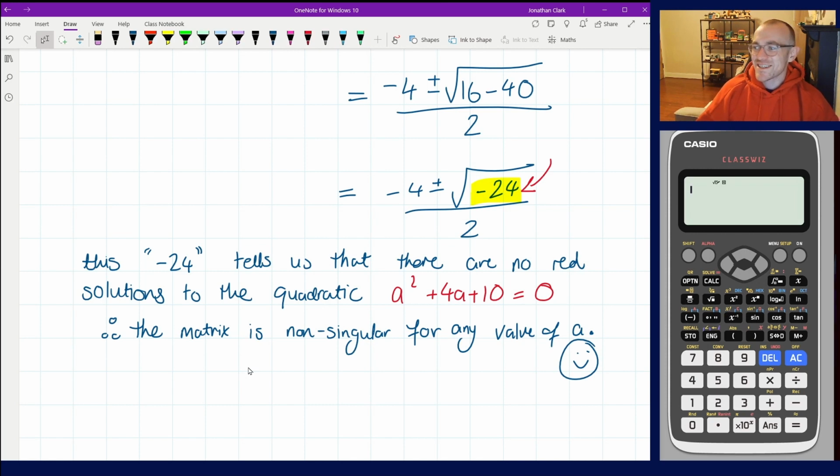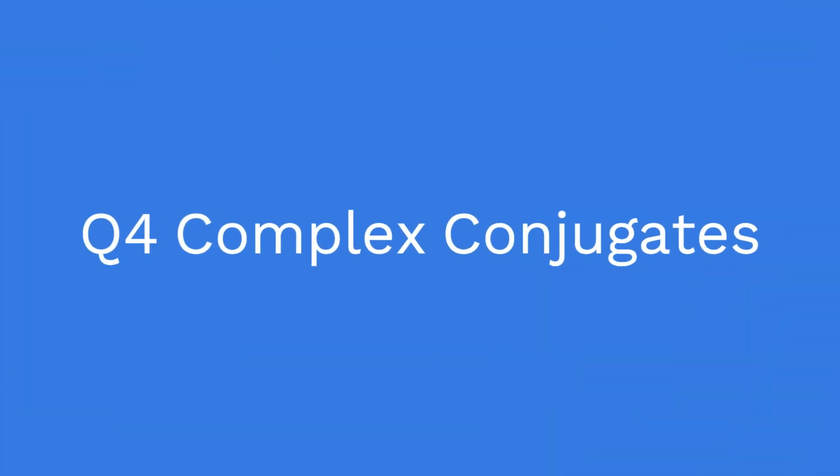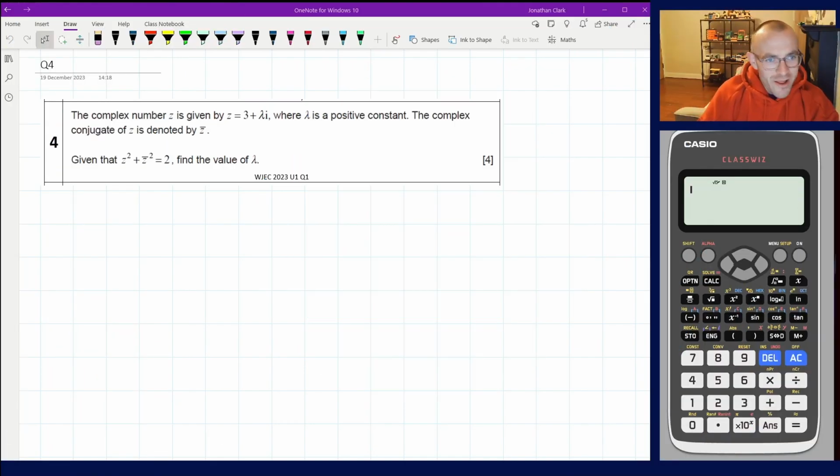Is the matrix section all sorted? Question number 4. Complex numbers with some weird constants. We've got z equals 3 plus lambda i. So it's a complex number. We're told the real part, we have a constant for the imaginary bit. So that's what we're dealing with.